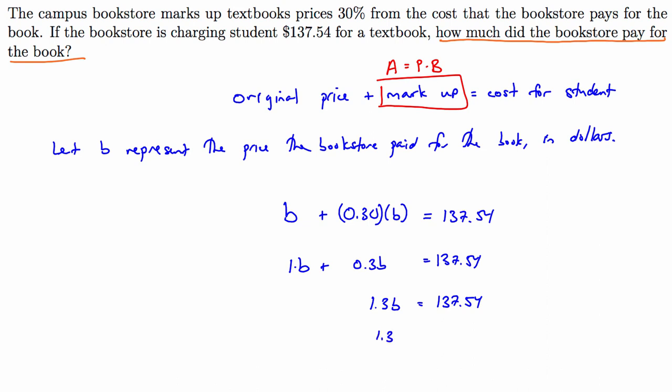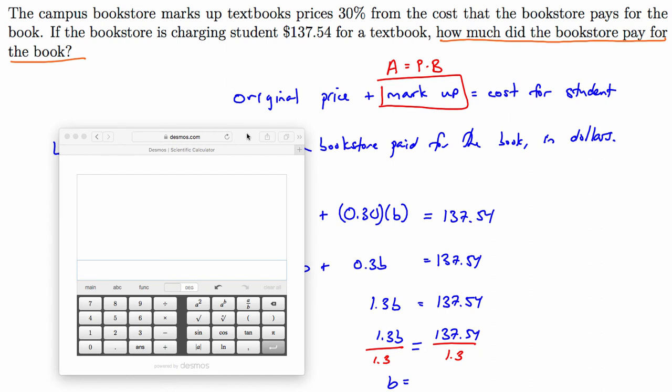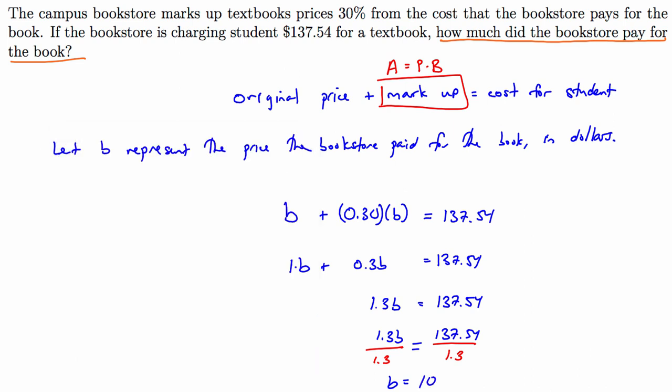As a final step in solving, we now need to eliminate the coefficient on the variable. We currently have 1.3b equals 137.54. To remove that 1.3 in front of the b, we need to recognize that it's being multiplied, so we need to divide. Divide both sides by 1.3. To do this division, I will rely upon my calculator, and I'll type in 137.54 divided by 1.3, and my calculator shows that is 105.8. So b is equal to 105.8.